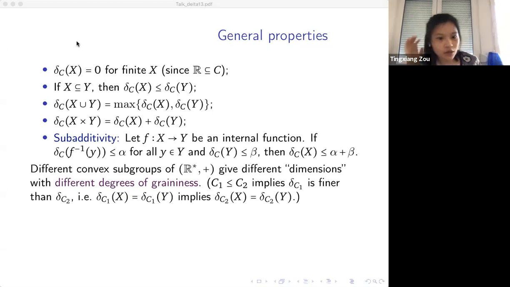Because we fix a convex subgroup C, the idea is that different convex subgroups of these non-standard reals will give different dimensions with respect to different degrees of graininess. If you take a smaller convex subgroup C1 compared to the convex subgroup C2, then the counting dimension you get for C1 is finer than the counting dimension you get from C2. This means if C1 thinks X and Y have the same dimension, then C2 must also think they have the same dimension. So C1 can detect more dimensions.